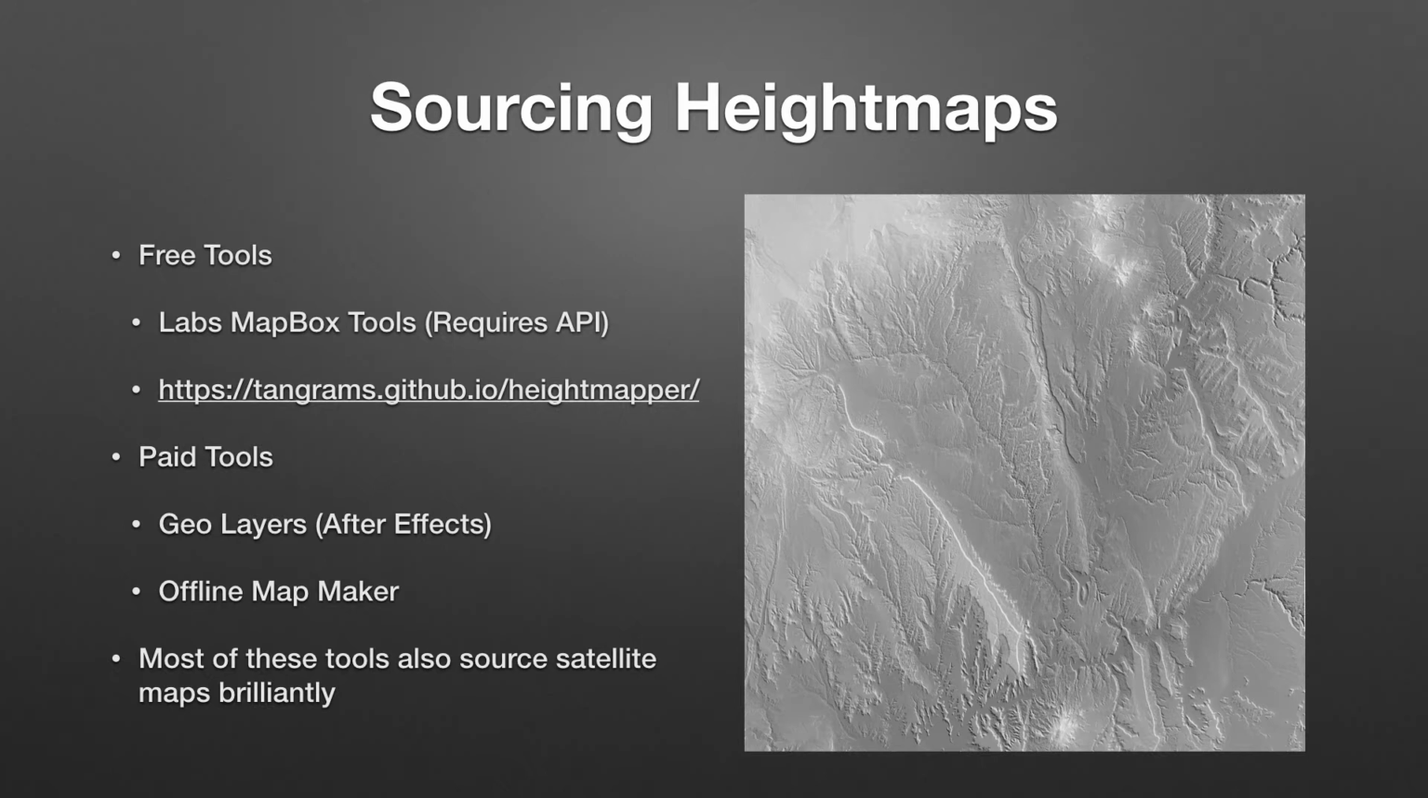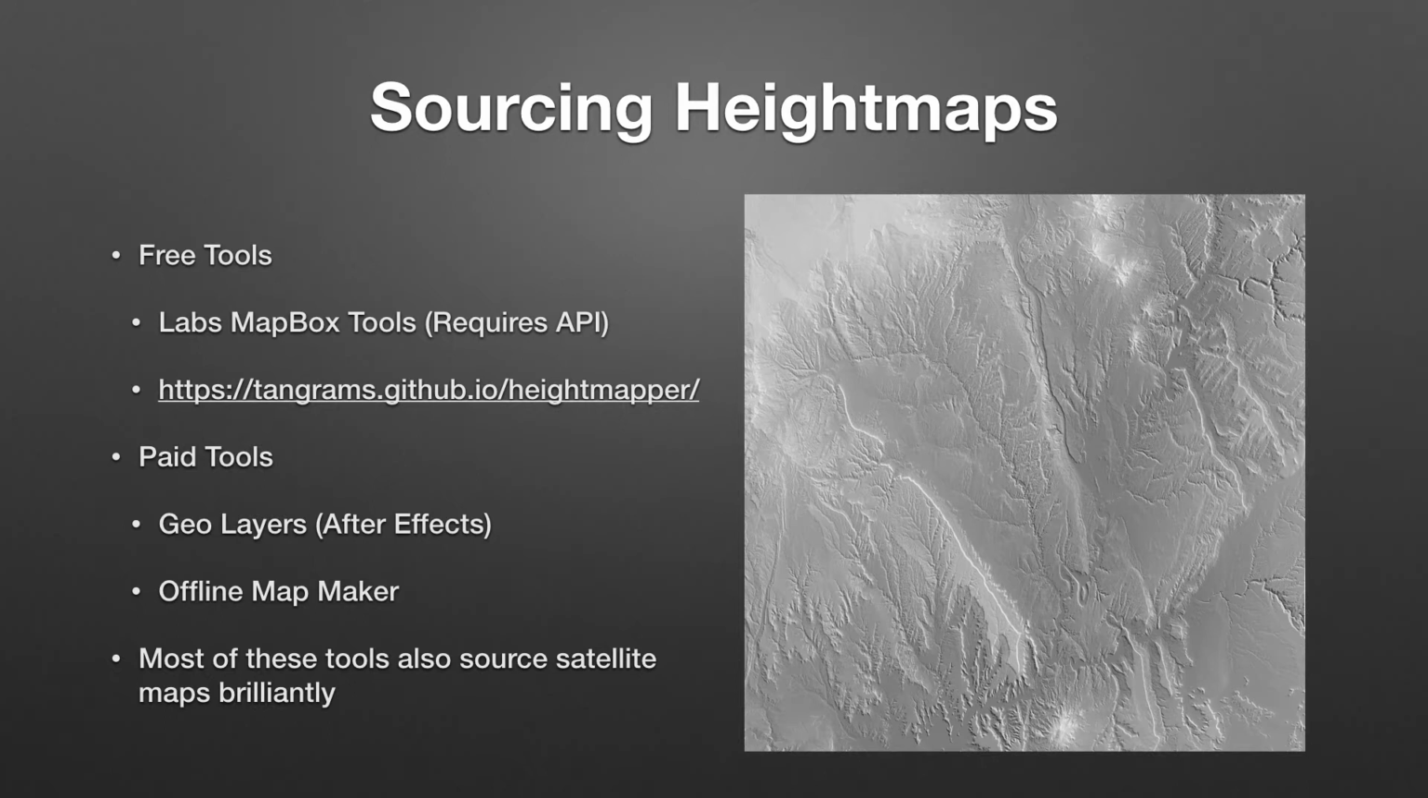So it's something to watch out for with the Mapbox tools. Another free tool is the Tangrams Height Mapper, and it allows you to download relatively small tiles of height maps. But it's free. It's an online interface. You could probably figure out how to source and stitch them together using Python or something if you wanted to. As far as paid tools go, there's GeoLayers for After Effects, which is a really nice interface and a great way to download multiple types of maps at once.